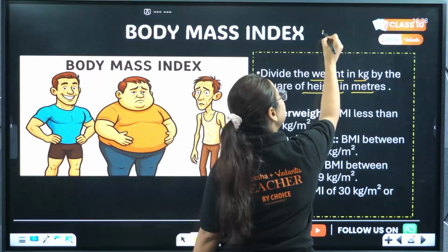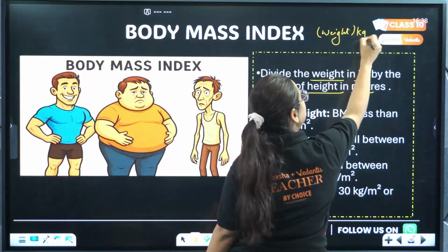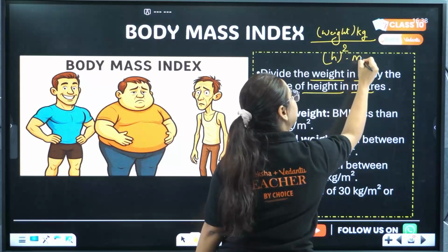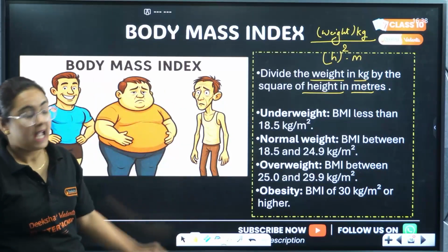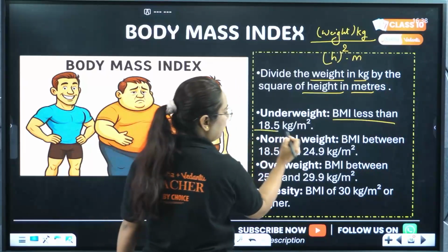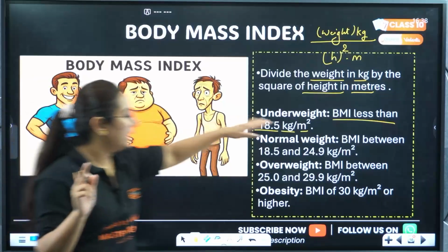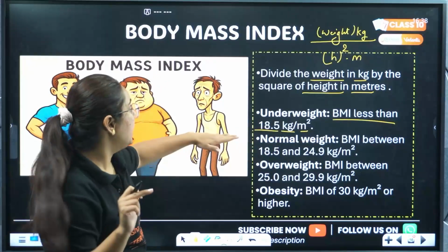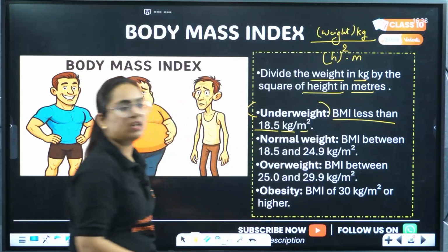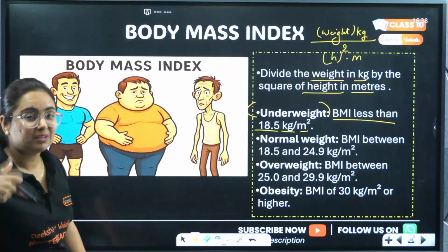So what is body mass index? It is weight, and this weight is in kg. It is divided by height squared, and this height is in meters. Okay, and if we get the answer less than 18.5 kg per meter square, pay attention. If you get the answer that is less than 18.5 kg per meter square, then it means you are underweight. You have to eat a lot. Good. Okay. Eat something that's good.